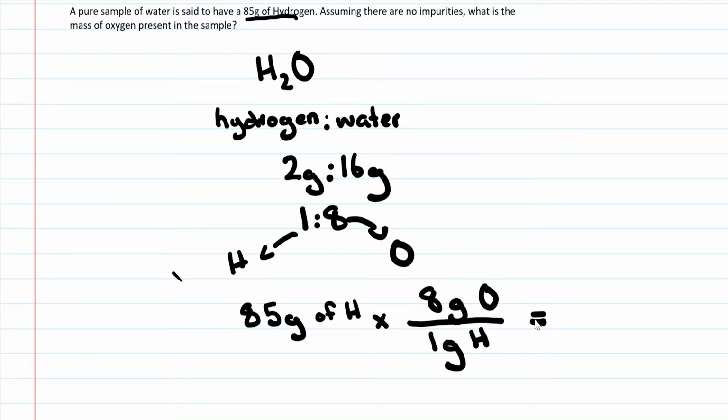So what you can do here is quickly solve this equation. The units here of hydrogen are going to cancel out, so you'll be left with your answer in terms of oxygen, the mass of oxygen in grams. So if you just do 85 multiplied by 8, that is going to give you 680 grams. Awesome. So hopefully that made sense. We just used this proportion here as a conversion factor to convert from grams of hydrogen into grams of oxygen. Let's go to the next question.